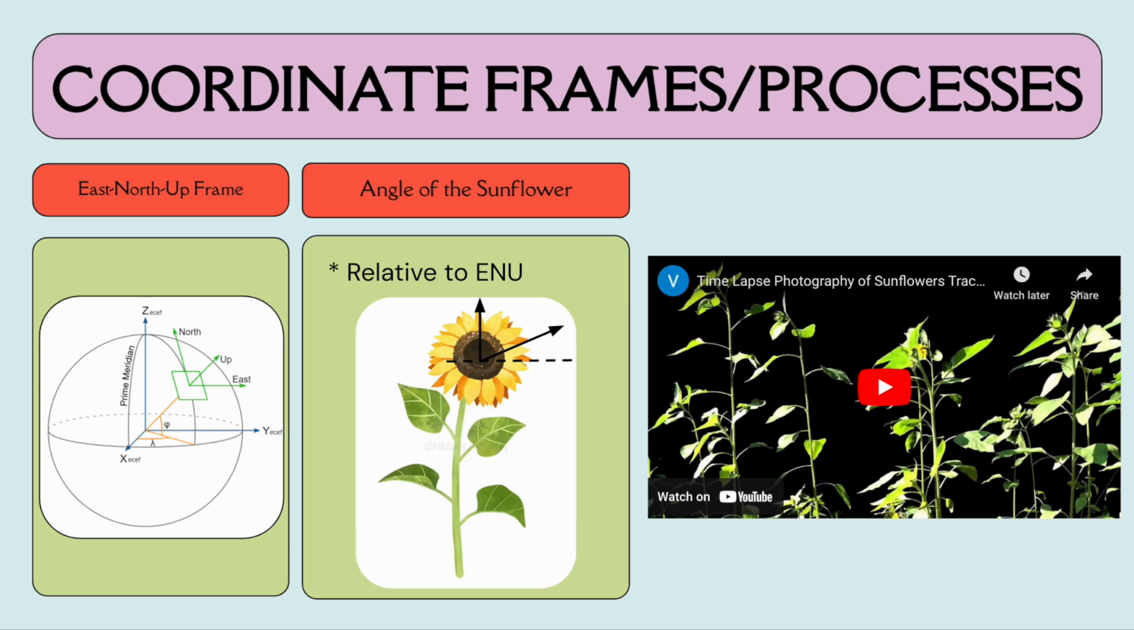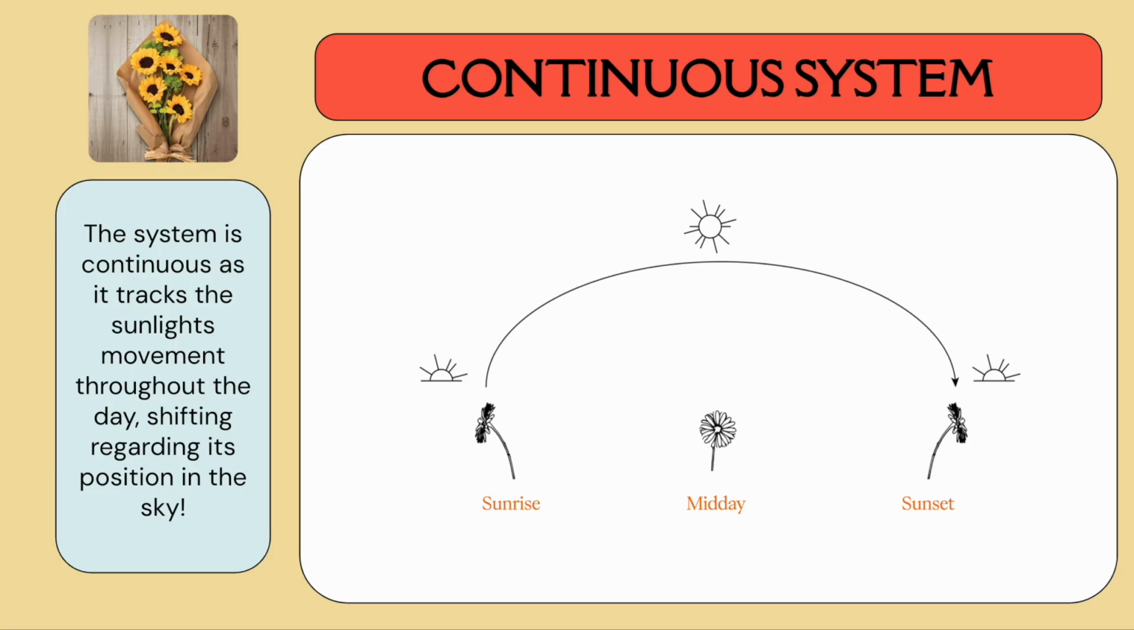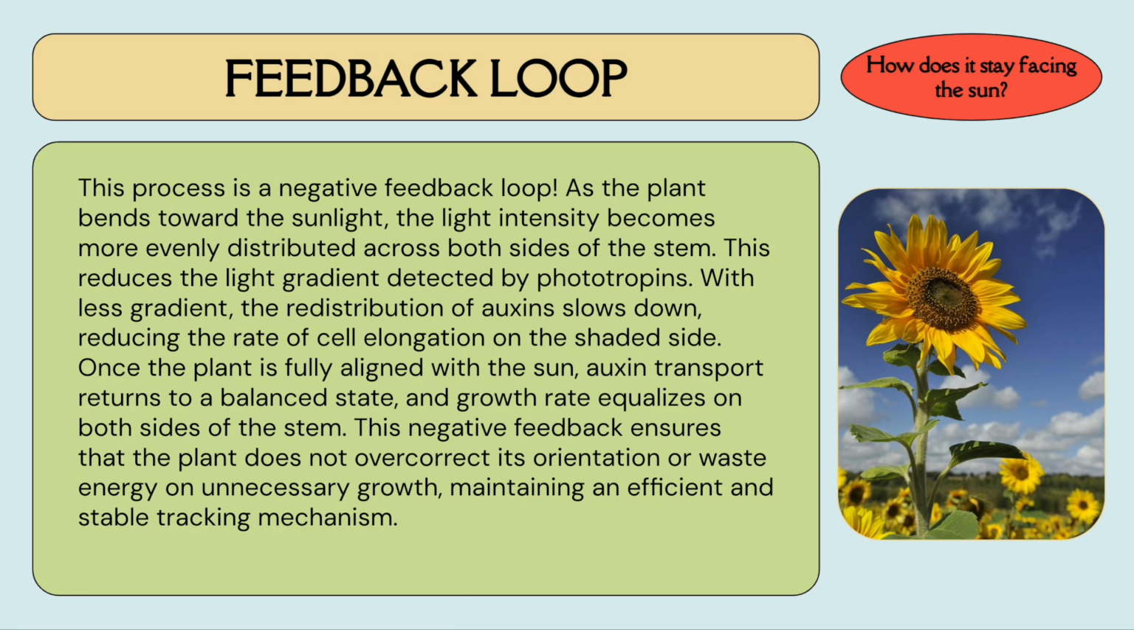Sunflower heliotropism primarily occurs in the east-up plane, as the sunflower tilts eastward in the morning and follows the sun westward by evening. Using the ENU frame, we can quantify the sunflower's orientation by measuring the angle between its head and the vertical up axis, dynamically adjusting as the sun's position changes in azimuth and elevation throughout the day. The sunflower is a continuous system because it is constantly moving to adapt to the sun's position in the sky.